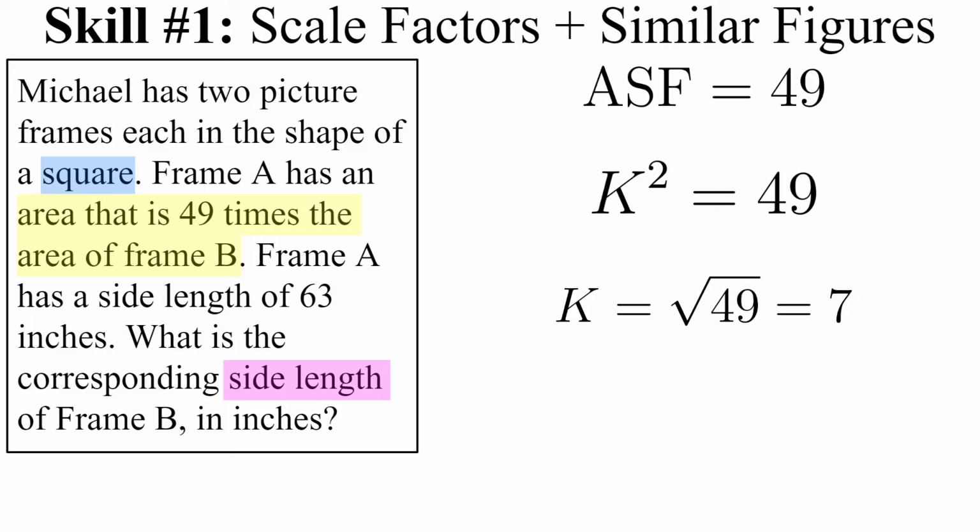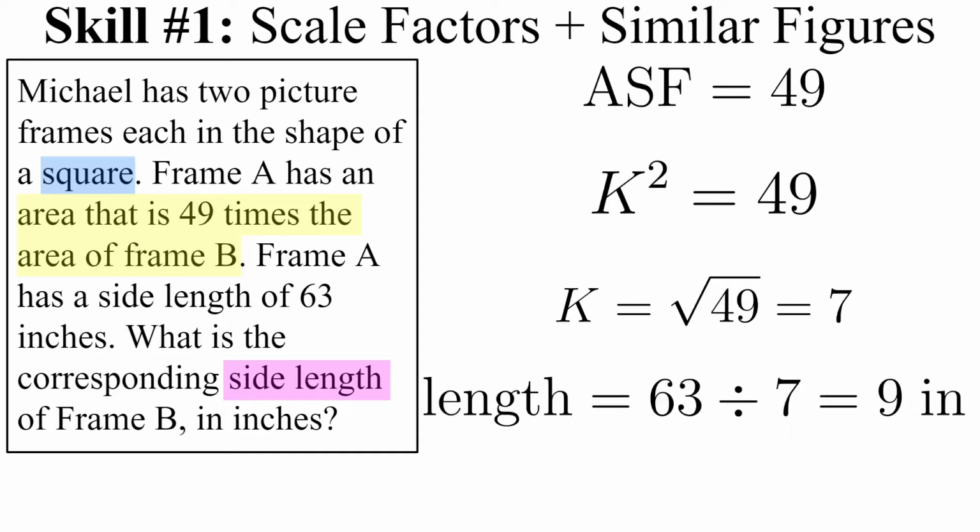Now we can work with that number they gave us, 63, and we ask, do I divide by 7 or do I multiply by 7? Well, it certainly seems like how it's phrased, that frame A is the bigger one. Frame A is 49 times bigger than frame B in terms of area. So we are going to divide to get that smaller one. So 63 divided by 7 gives us 9 inches. And that would be our answer.